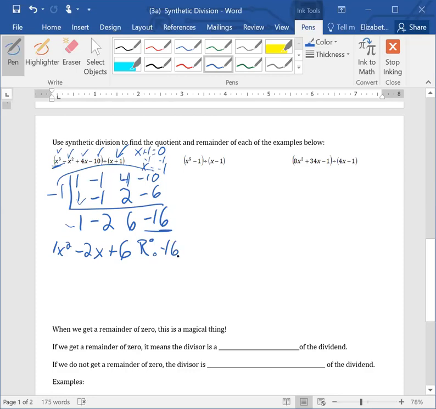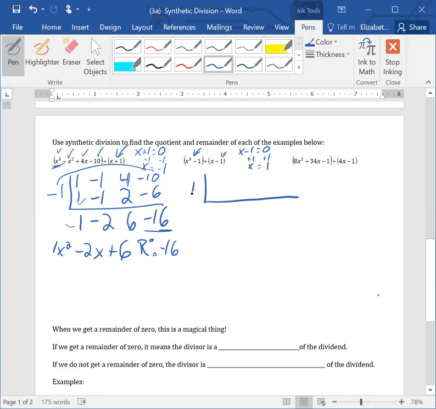All right, let's do this next one. x to the fifth minus 1. And this is a very good one because I need to put placeholders in here. All right, so first let's solve for my outside number. So x minus 1 equals 0. So x equals 1. Remember, we're just going to add 1 to both sides here. All right, so that's my outside number.